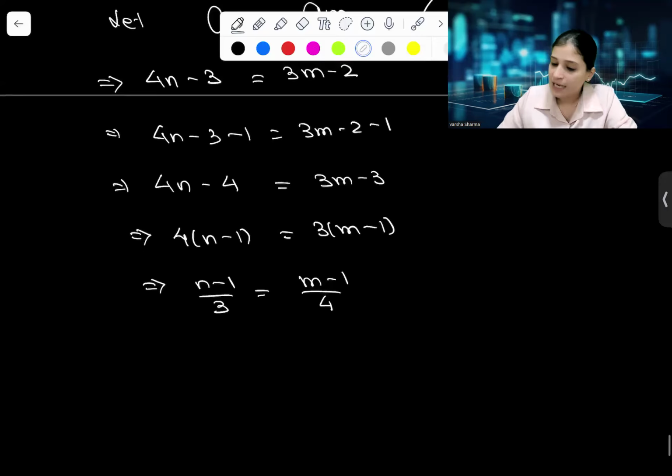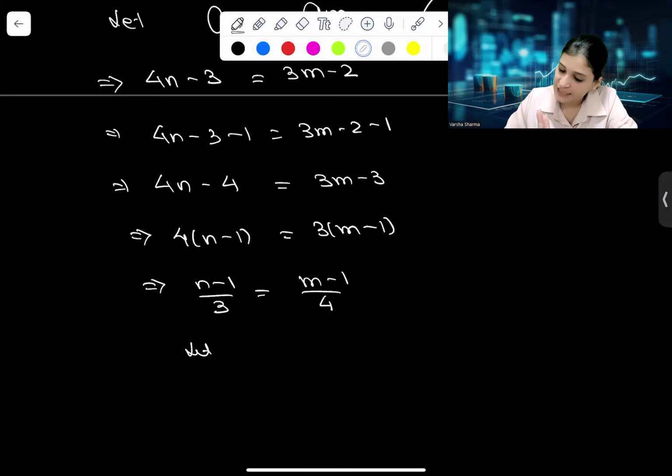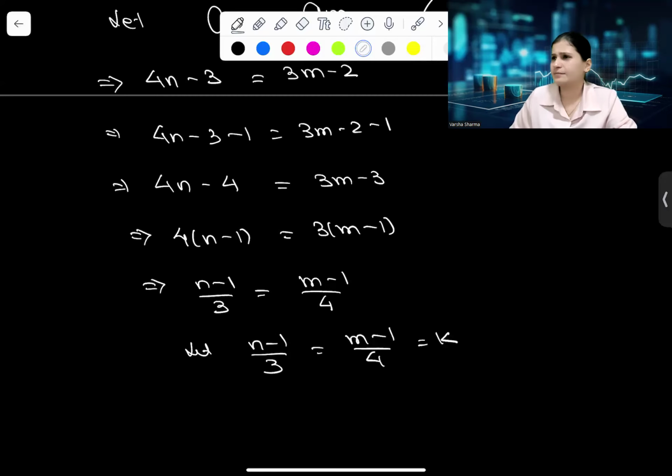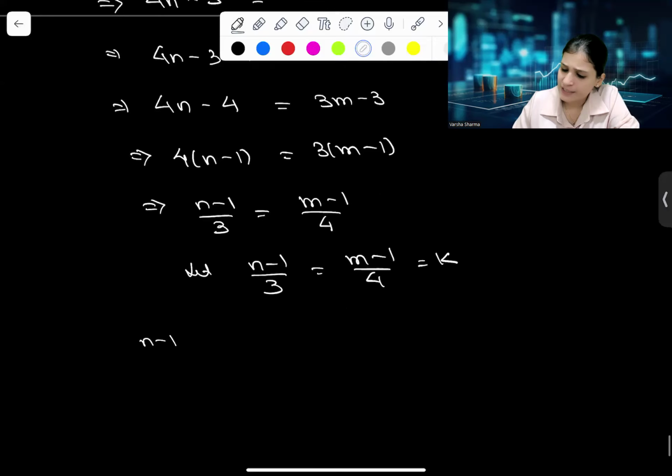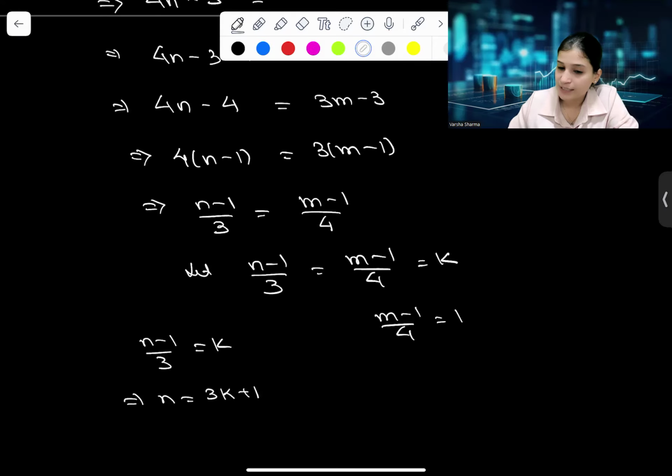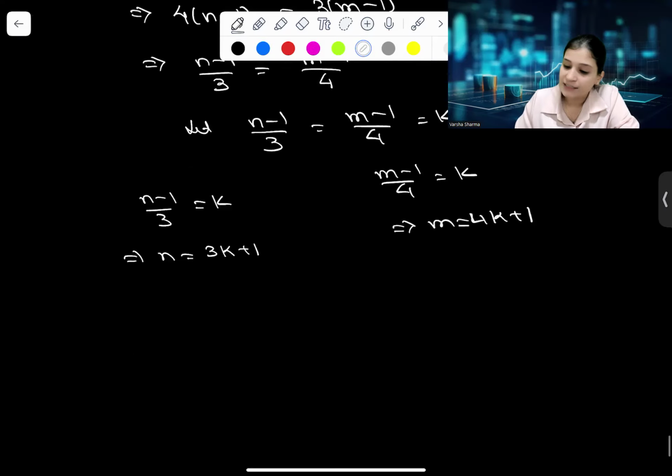Now what I'll do is, I'll assume this. First understand, I'll give you time to copy. Let this be k, any letter. So (n minus 1) by 3 is k, n will be 3k plus 1. (m minus 1) by 4 is k, m will be 4k plus 1. Yes or no?